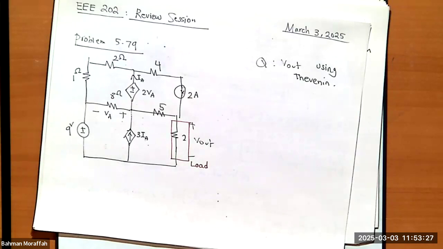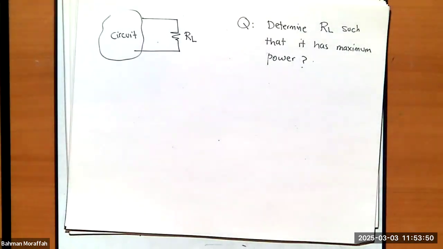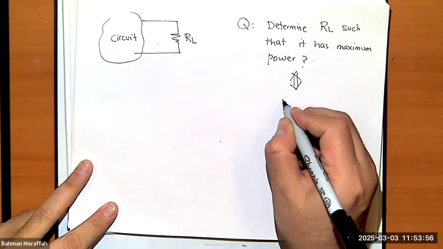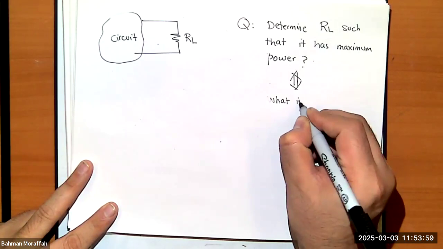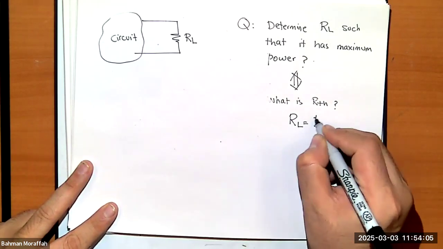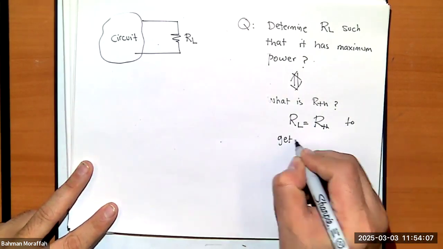If it doesn't have dependent sources and it only has independent sources, how do we do this? We just zero out the sources, right? If you have a current source, we open it. If you have a voltage source, we short it out. And we find the equivalent resistance, right? So this question is exactly the same as asking you, what is R Thevenin? Because we know RL must be R Thevenin to get maximum power.